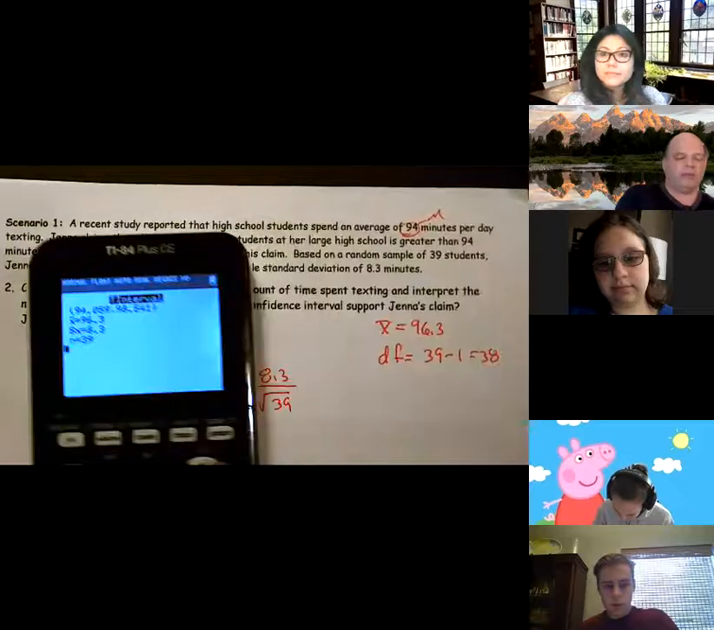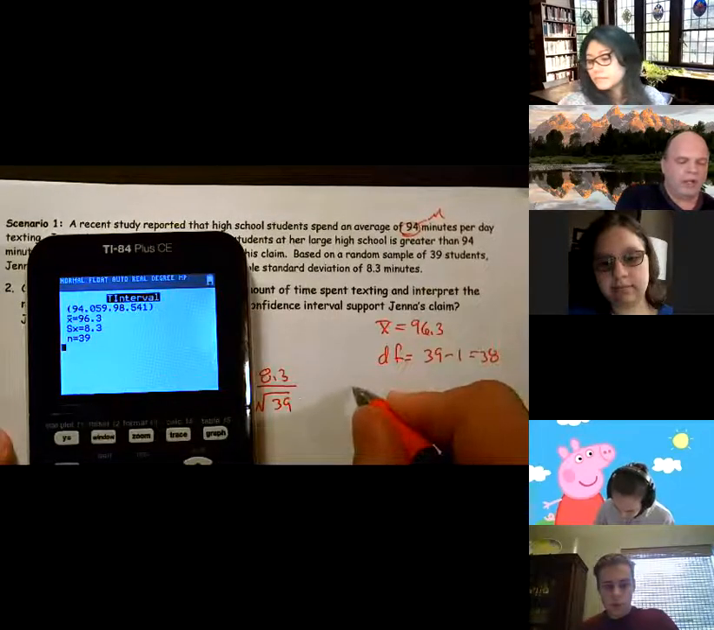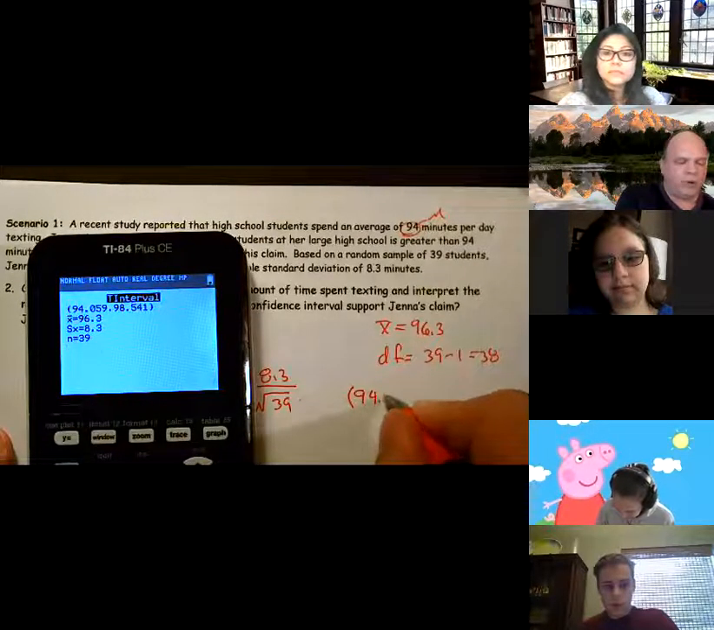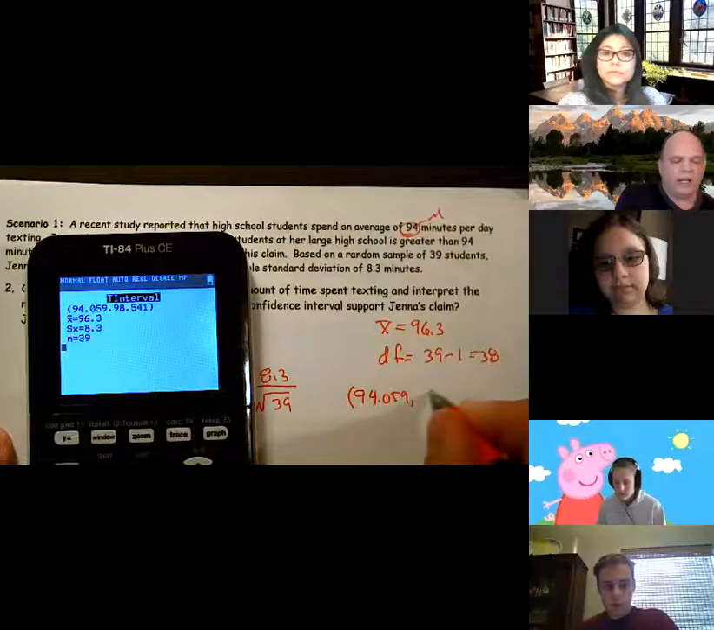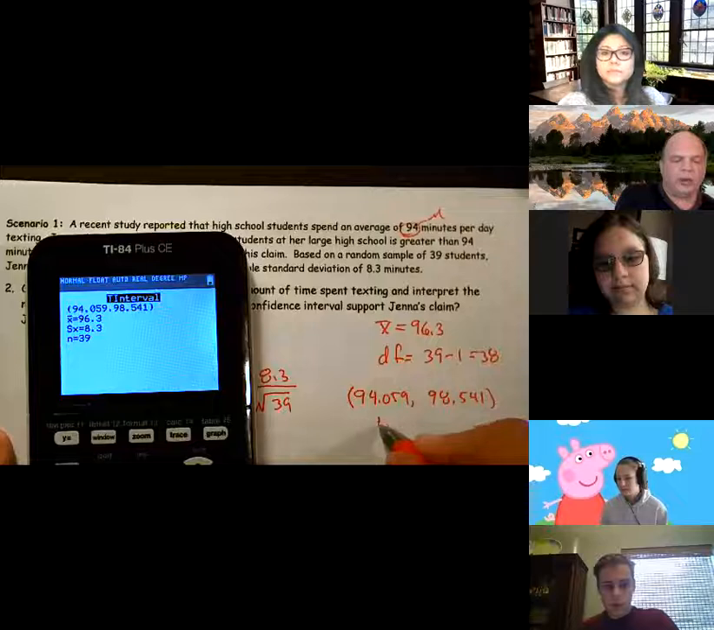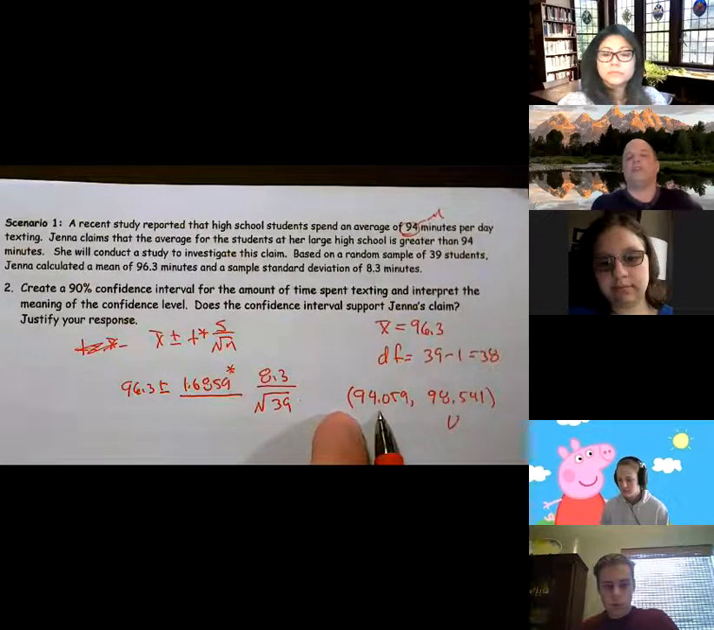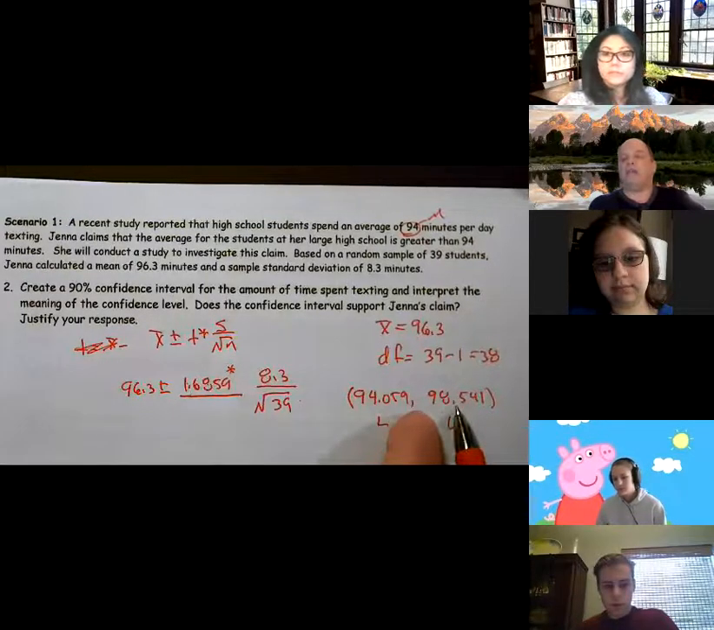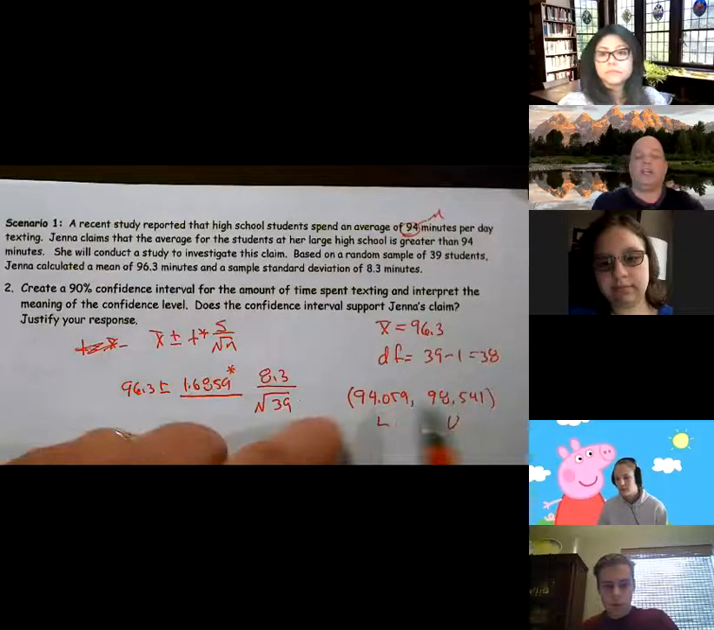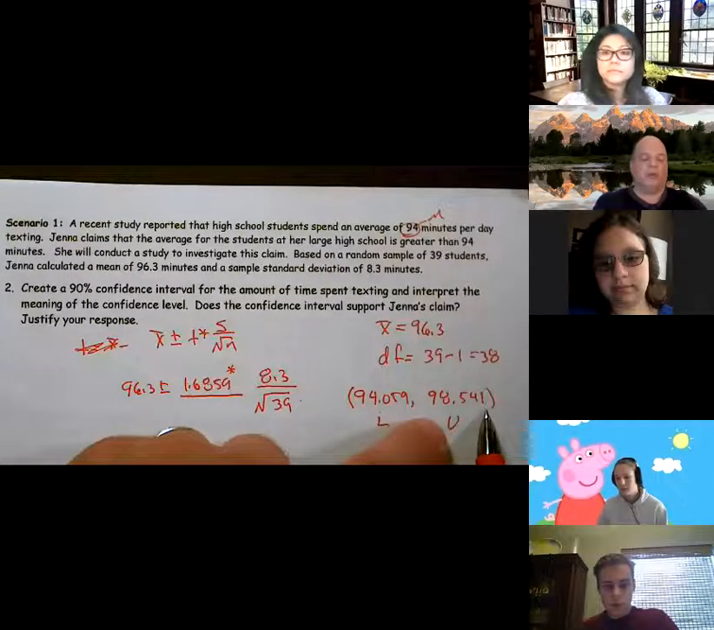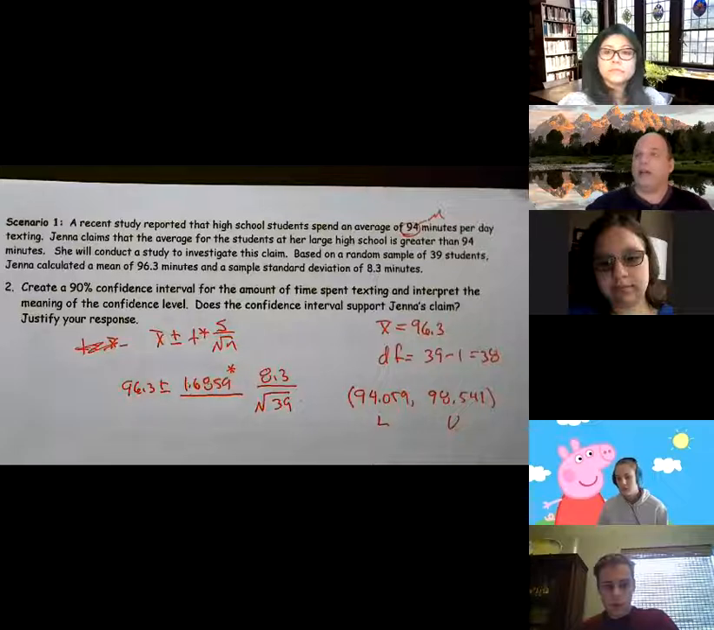And so now I have my interval. My interval ends up being 94.059 and 98.541. This is my lower, this is my upper. Real quickly, this means my lowest plausible value is 94.059. My highest plausible value based on our interval is 98.541. Any value in between is plausible. Any value outside is not plausible.